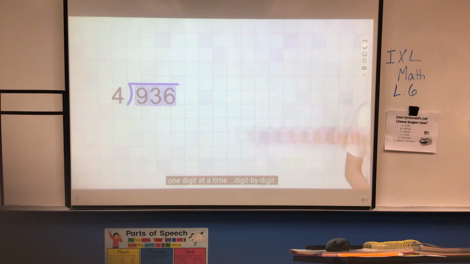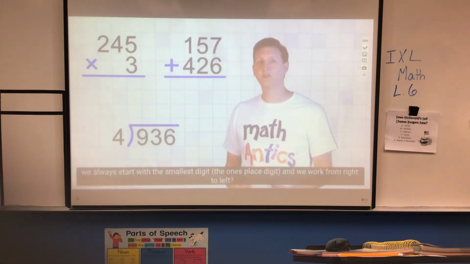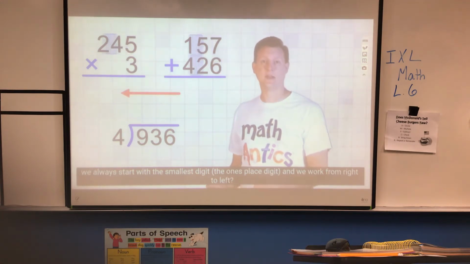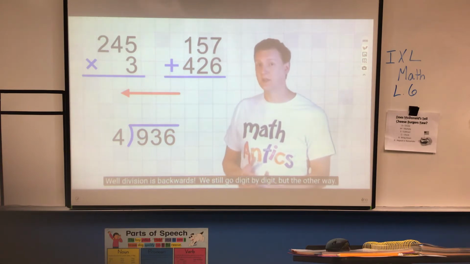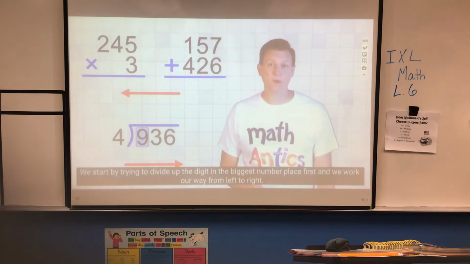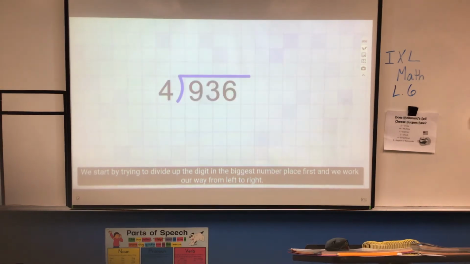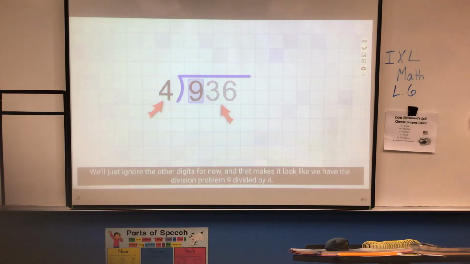Do you remember how with multi-digit multiplication and addition, we always start with the smallest digit, the ones place digit, and we work from right to left? Well, division is backwards. We still go digit by digit, but the other way. We start by trying to divide up the digit in the biggest number place first, and we work our way from left to right. So the first step in this problem is to divide the first digit of our dividend by 4. We'll just ignore the other digits for now.